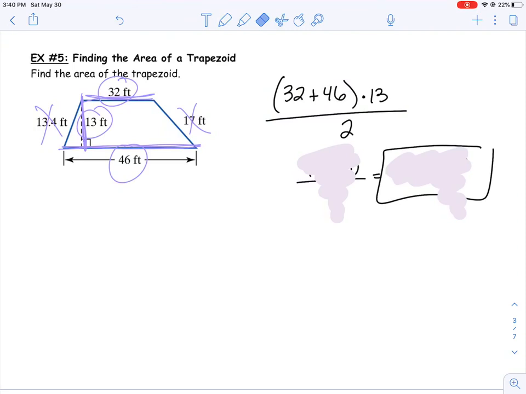So base 1 plus base 2 times the height divided by 2. That's 34 feet plus 46 feet, times 13 feet, that's feet squared, divided by 2. So I ended up getting 507 square feet for the area of this trapezoid. Base 1 plus base 2 times the height divided by 2. Make sure you add that. If it's not on your formula sheet, make sure you find out where it's at so you can use that for your test, okay?